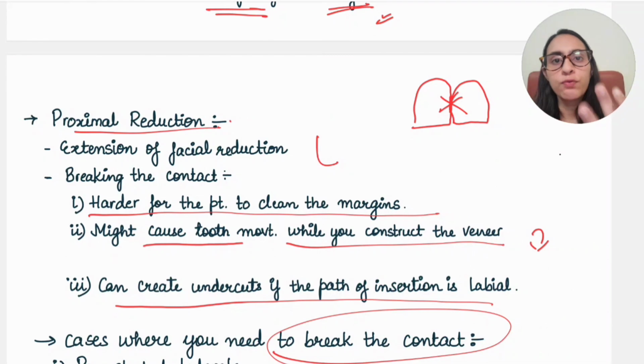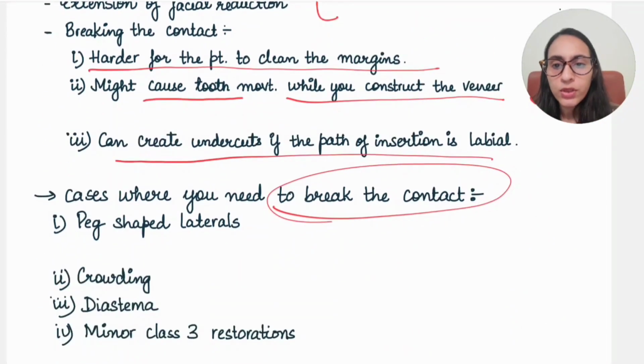But there are 4 situations in which we break the contact point. So the first one is the peg-shaped lateral teeth. The technician needs to build up the shape of the lateral, so we need to break the contact point, and already the tooth is very small. In case of crowding also we break the contact point.